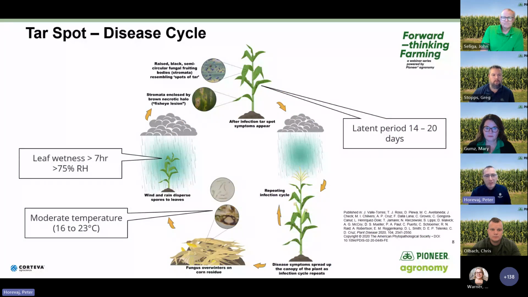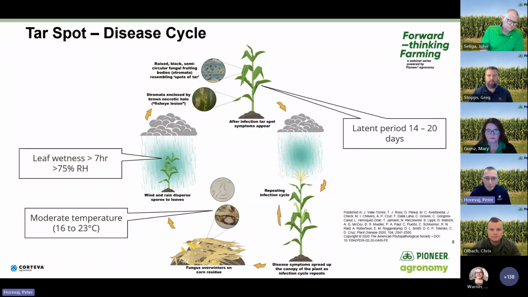In terms of disease cycle, we know it overwinters on corn residue in US conditions, and in Ontario it has been for a couple of years by now. It likes moderate temperature, 16 to 23 Celsius, so it can deal with cool weather. It doesn't need the warm or hot weather that we would expect from a disease from the tropics, because actually in the tropics it's found at higher altitudes. It needs leaf wetness of more than 7 hours, and high relative humidity.